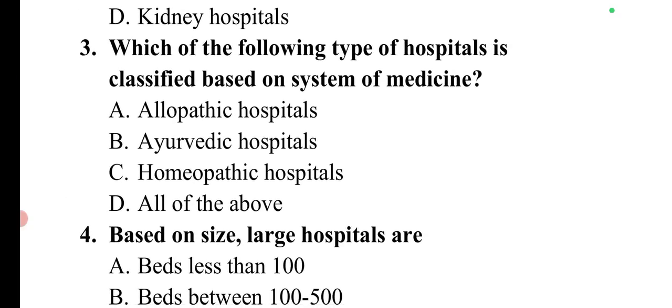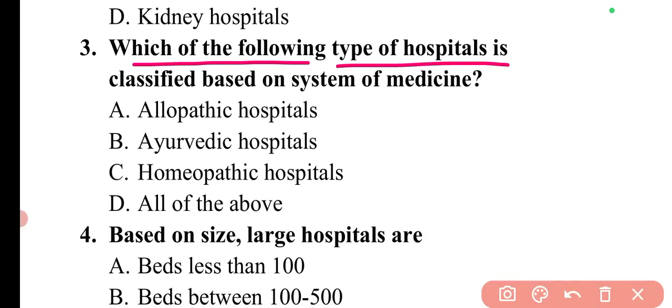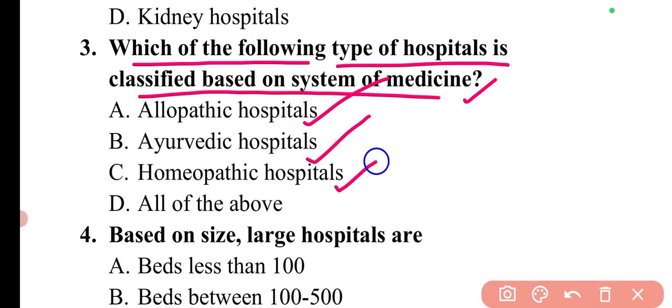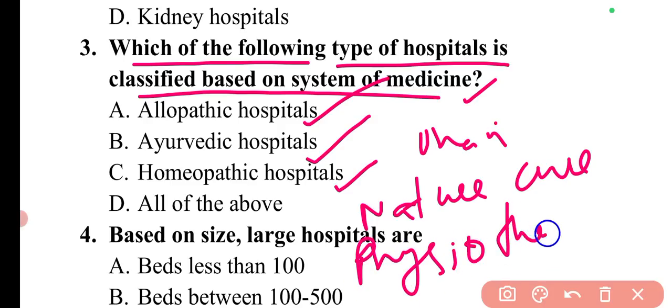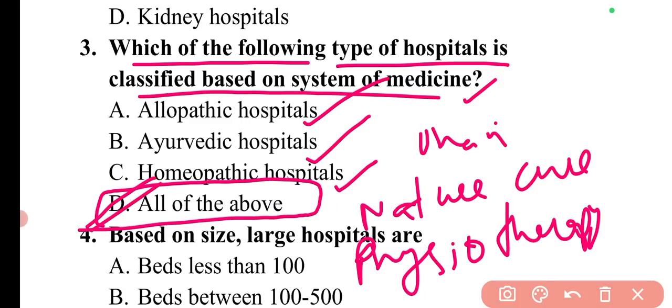Next, moving to another question. So the question is, which of the following types of hospital is classified based on medicine? So based on medicine, there can be several types of hospitals. For example, allopathic hospitals, Ayurvedic hospitals, homeopathic hospitals, Unani hospitals. There can be nature cure centers. There can be physiotherapy centers. So these are the different hospitals based on the system of medicine. So here option D will be the correct answer. Then moving to the next question.